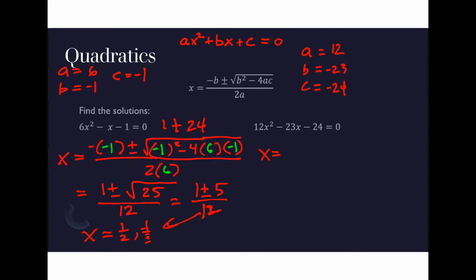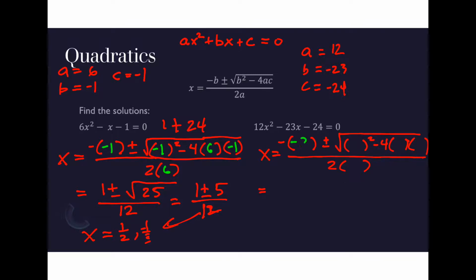Let's plug it in. Again, negative b, plus and minus the square root of b squared minus 4ac, all over 2a. Give yourself room. Use that scratch paper to the best of your abilities. Let's go ahead and plug those in now.